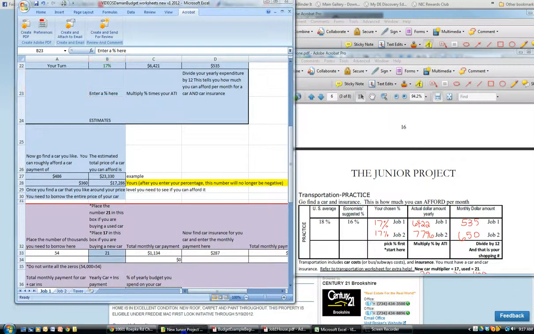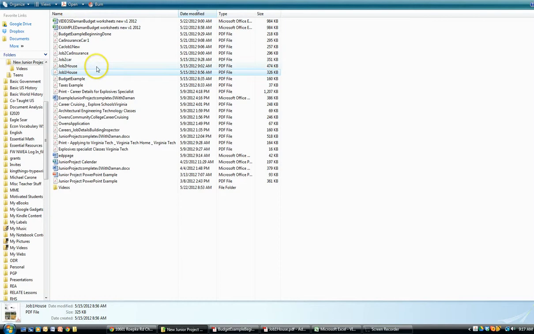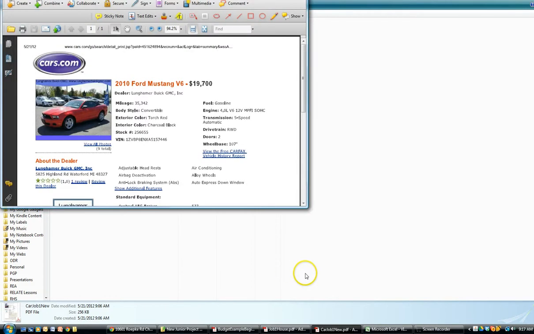Let's see, I had found a car. Where's my job? Okay, car 1. I went a little bit more, so I have $19,700 for a 2010 Ford Mustang. Now I'm going to take, okay, here is my payment. I'll use my tool here. Here's my payment, I mean, I'm sorry, my total that my car is.